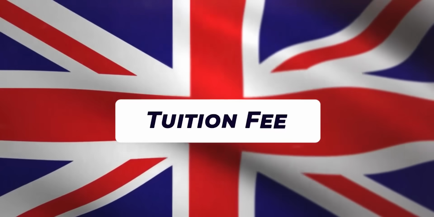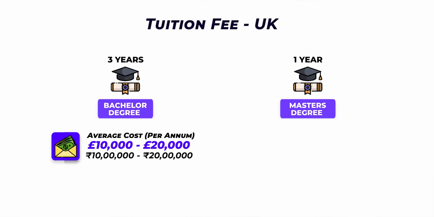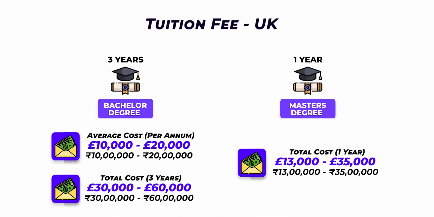Let us start with tuition fee for UK. So UK has a reputation for being expensive, but think again. इस comparison में it is the only country जहाँ bachelor's degrees are 3 years and master's 1 year. Bachelor की average cost in the UK is anywhere between 10 to 20,000 pounds per annum or 10 to 20 lakh rupees, which means a bachelor's degree for 3 years will cost you between 30 to 60,000 pounds, somewhere between 30 to 60 lakh Indian rupees. Masters की cost होगी between 13 to 35,000 pounds और 13 to 35 lakh rupees in total.